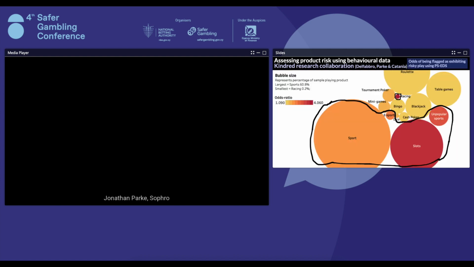The next slide is taking these same odds ratios, but this looks quite convoluted, this image. Really what it's showing you is, the bigger the circle is, the greater the level of participation. The darker the circle, the higher the odds ratio. So it's looking at level of participation in relation to risk. While racing is higher risk, it's also got a very low level of participation, so 0.2%. And the products I've circled here are higher risk, but they also have much higher levels of participation.